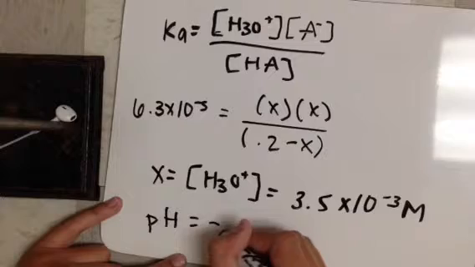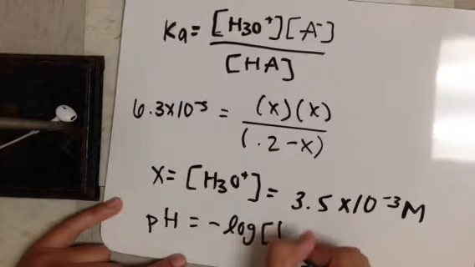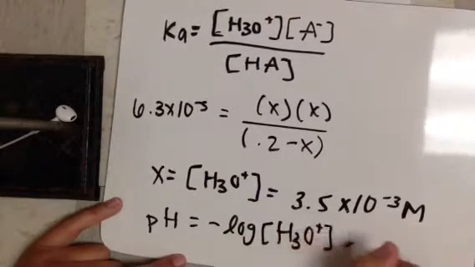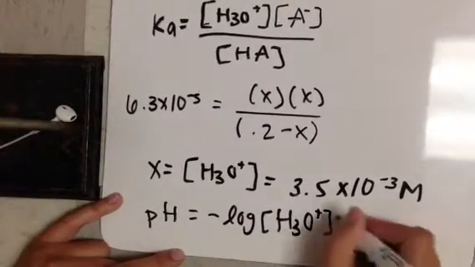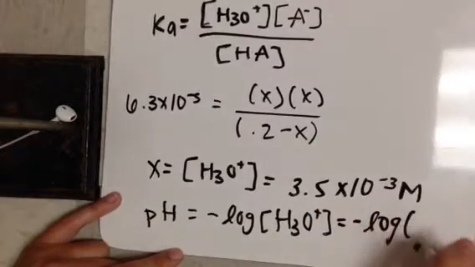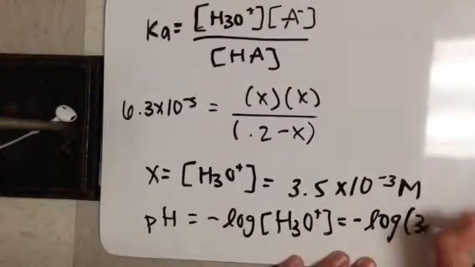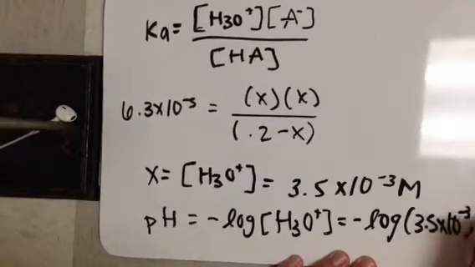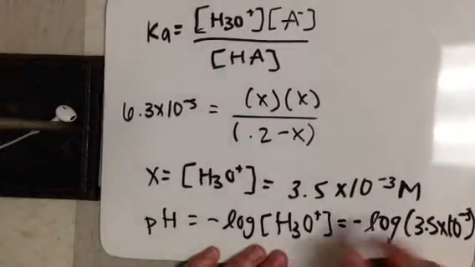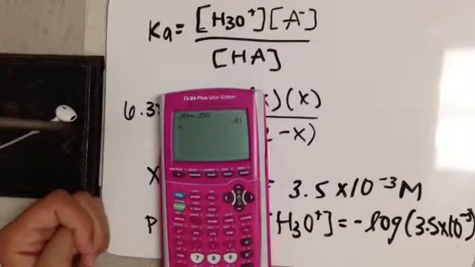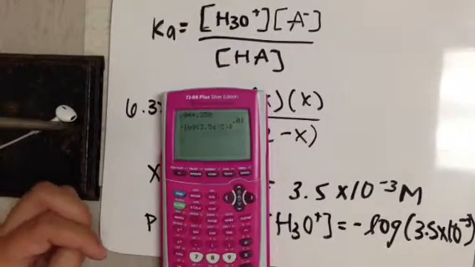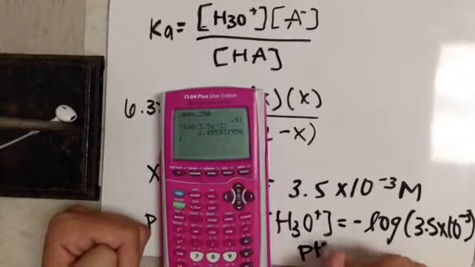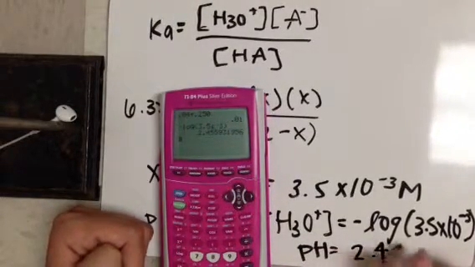pH equals the negative log of the concentration of the H3O plus. So this is the negative log of 3.5 times 10 to the negative 3, which we get to be negative log of 3.5 minus negative 3. So the pH equals 2.45.